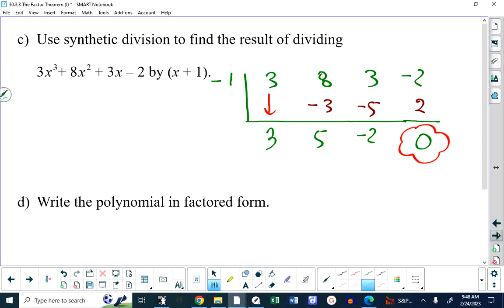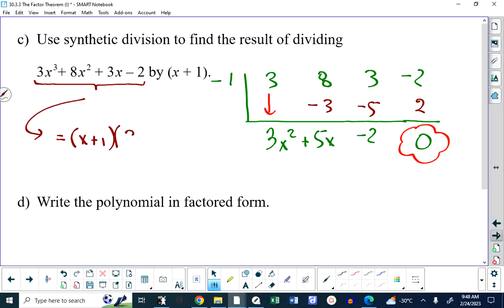Now, think about this for a second. We've divided a polynomial by something that we know is a factor, and we've got, as a result, that. Well, if you take 21 and divide by 3, you get 7, right? That tells you that 7 times 3 is 21. That tells us that this original polynomial is equal to x plus 1 times 3x squared plus 5x minus 2.